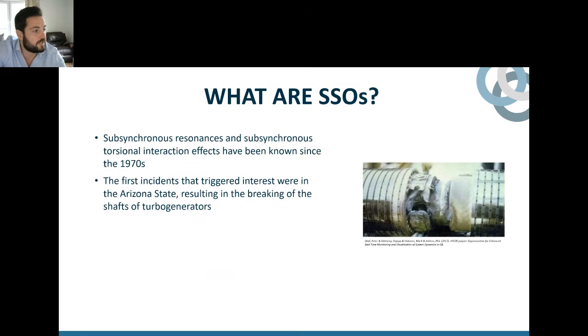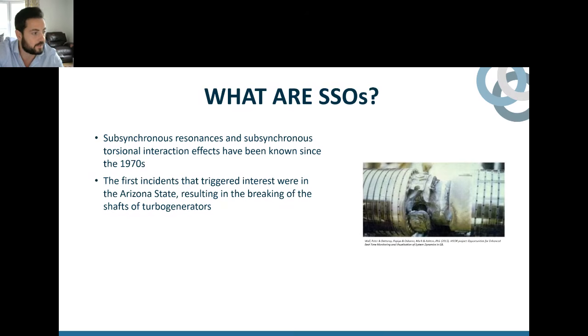This type of oscillation is not new. They haven't been found recently. The first time that they were seen was in the 1970s, actually, in the United States, where you can see in this picture on the right, there's a shaft that is broken. These subsynchronous resonances led to mechanical failure of turbo generator shafts, and that triggered global awareness of the issue.